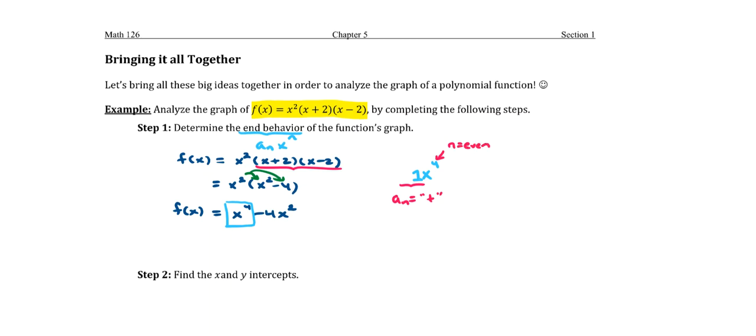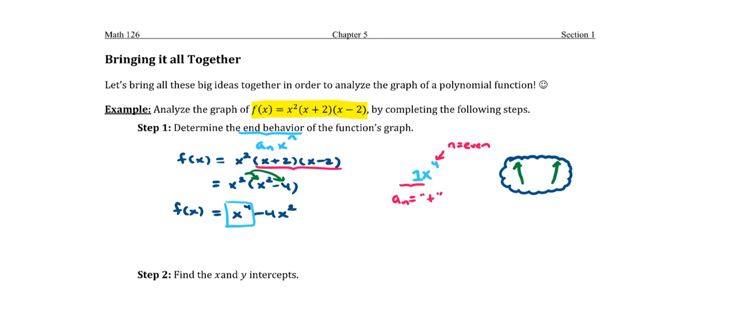So based on what we know about the 4 possibilities of end behavior, when this graph is drawn out, we should have one end pointing up in quadrant 1 and the other end pointing up in quadrant 2. And this would be acceptable as an indication of end behavior.